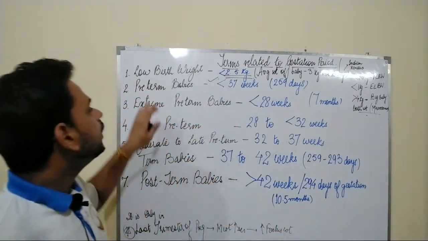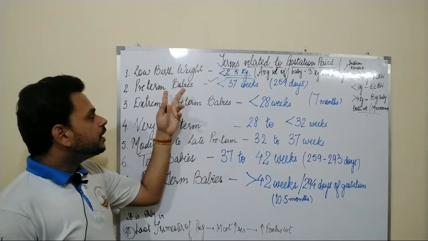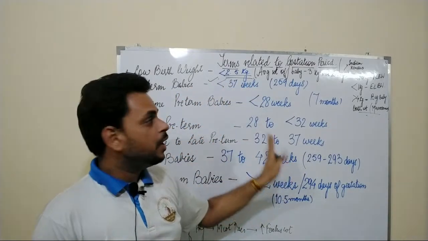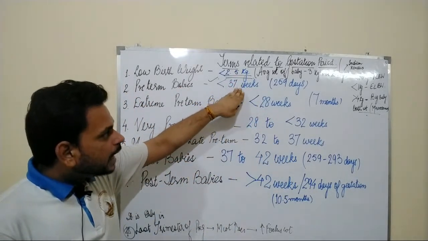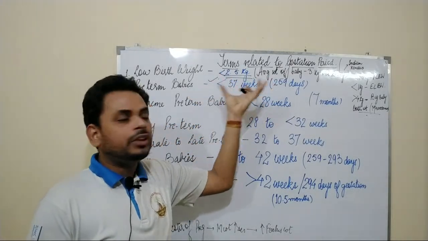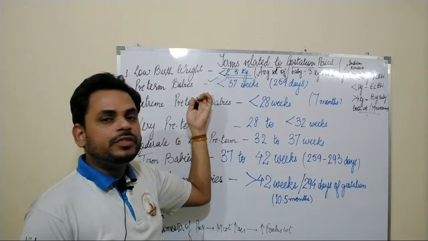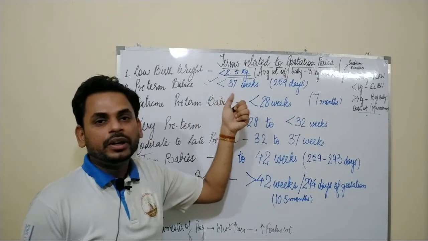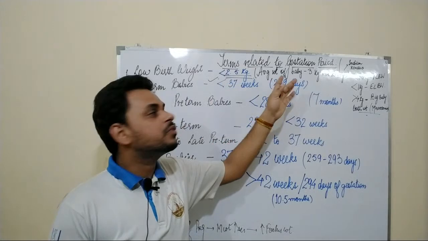In such a condition, different terminologies have been given. So what is a preterm baby? The normal gestational period ranges between 37 to 42 weeks. But if a baby is born in less than 37 weeks, before the completion of the gestational period, it is referred to as a preterm baby, and if we count it in terms of days, it is 259 days.